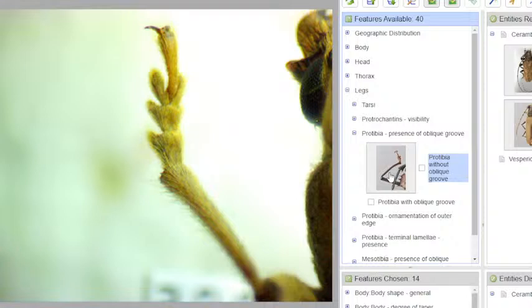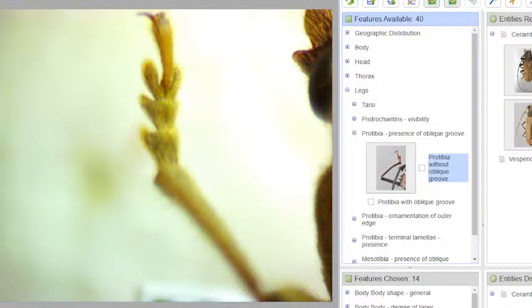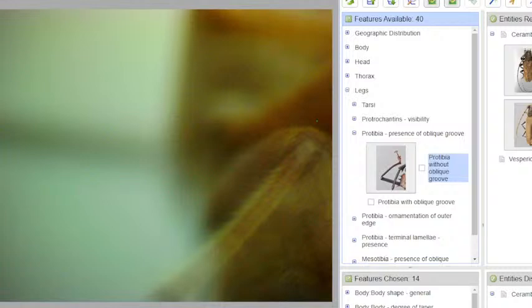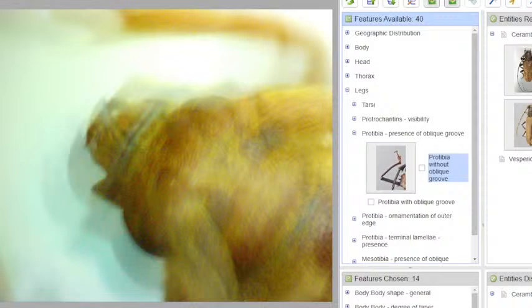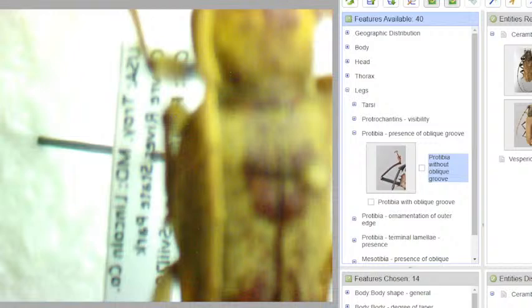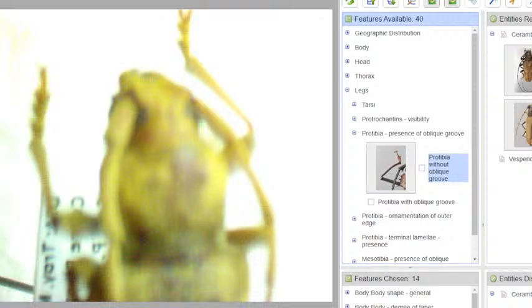See, the thing is that there is a picture for the protibia without an oblique groove, but there is no picture for a protibia with an oblique groove. So we're going to have to make it up and see if we can guess what an oblique groove would look like. I definitely do not see a groove anywhere on the protibia. Pro meaning the first and tibia meaning the second segment of the leg. Of the first leg, in fact.